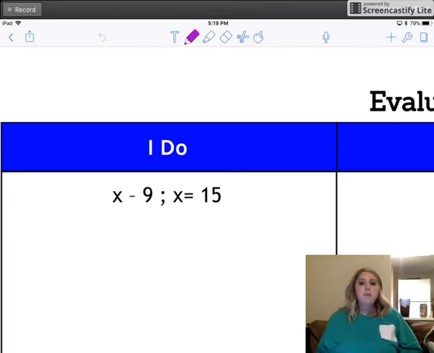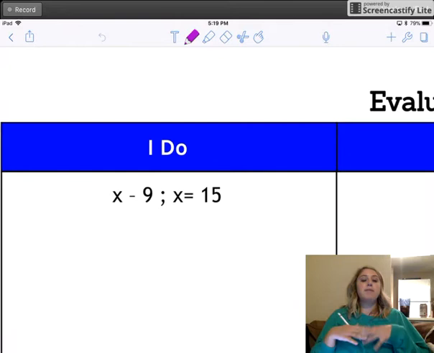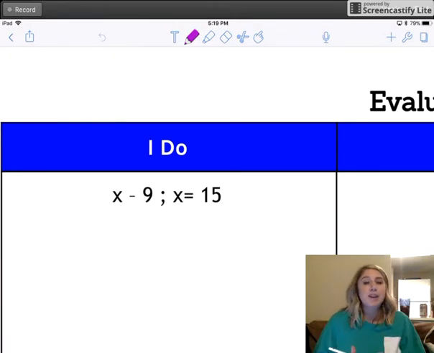Guys, we are moving on and still using our algebraic expressions, but we're going to be actually evaluating them. The word evaluate means to find an answer, which all of you guys were wanting to do yesterday, and now you finally get to. Woohoo!